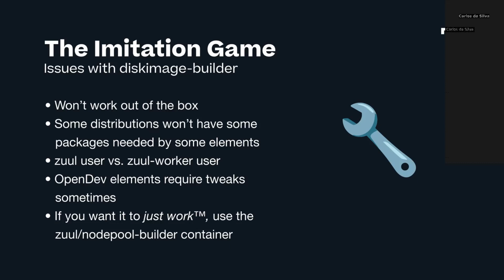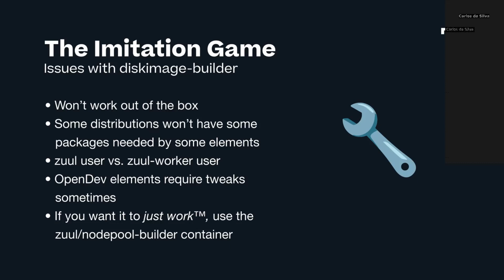The first element, Zuul worker, is from OpenDev. It lives in the OpenStack/project config repository. Basically, it creates a user called Zuul, and it sets up SSH key pairs for authentication so that Zuul can connect to the nodes using that image. And you have the Zuul worker user element from Software Factory that does exactly the same thing. The only difference is that in Software Factory, they use the Zuul worker username instead of just Zuul.